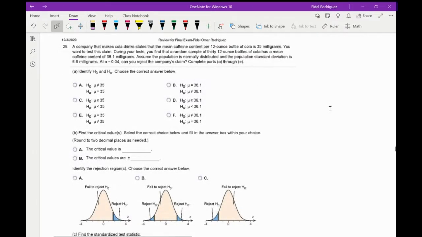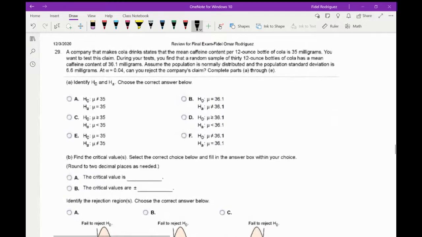So on here, it says, a company that makes cola drinks states that the mean caffeine content for 12-ounce bottles is 35 milligrams. Okay, I'm going to stop right there and read this sentence again. Look what they're telling me here. A company that makes cola drinks states that the mean caffeine content for a 12-ounce bottle of cola is 35 milligrams. So that's telling me that mu is equal to 35 milligrams.